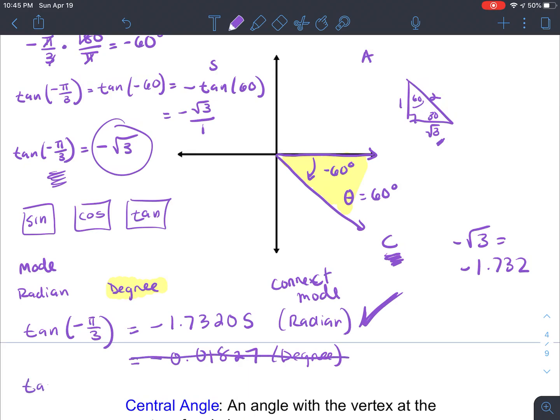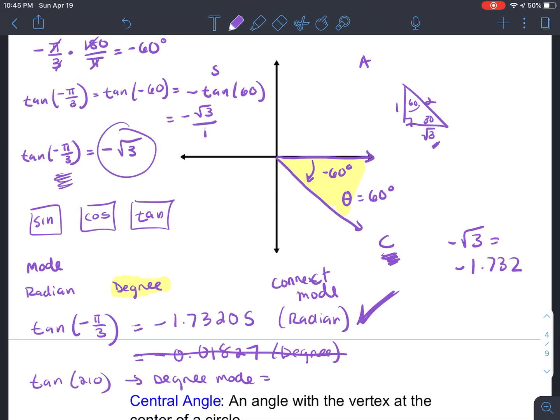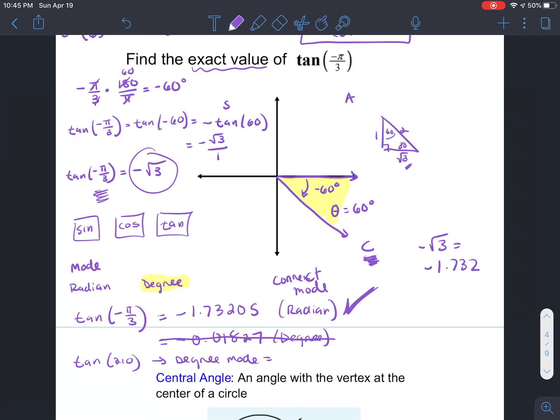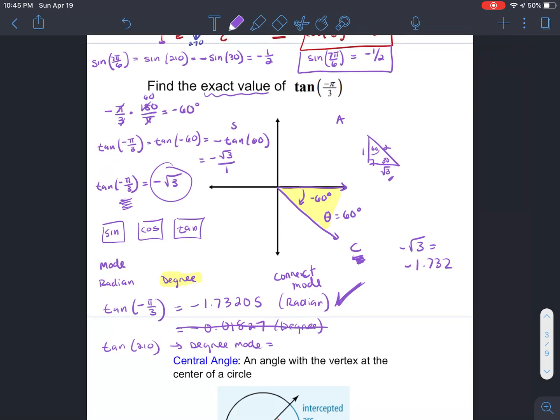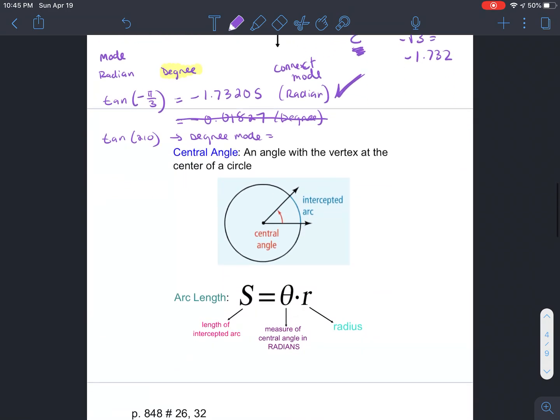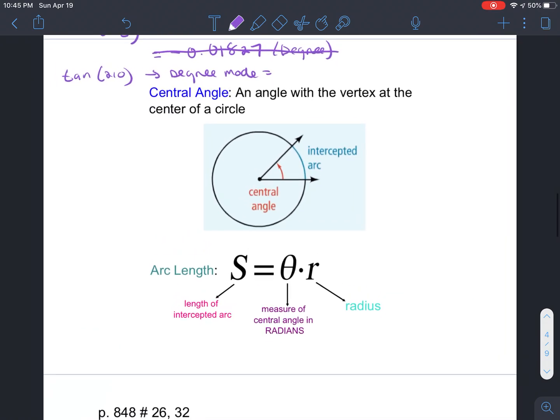So if you wanted to find the tangent of 210, which we said was the same, you would want to be in degree mode and then type in the same thing. So tangent of 210. Oh, this is not 210. Sorry. Tangent of 60 would be for this one. But you get the idea. Okay. So we're going to continue.